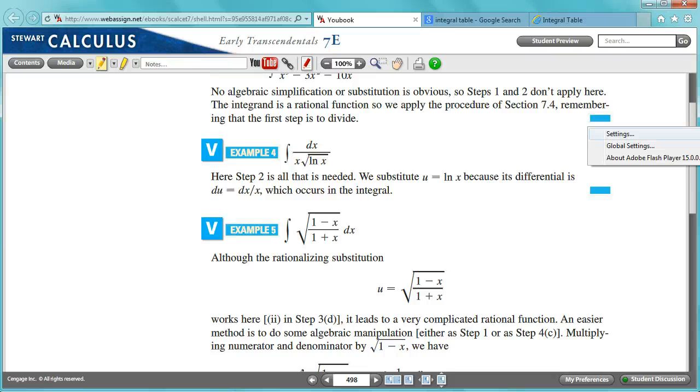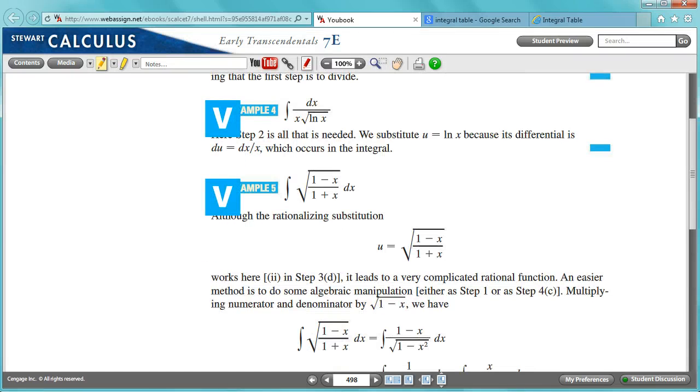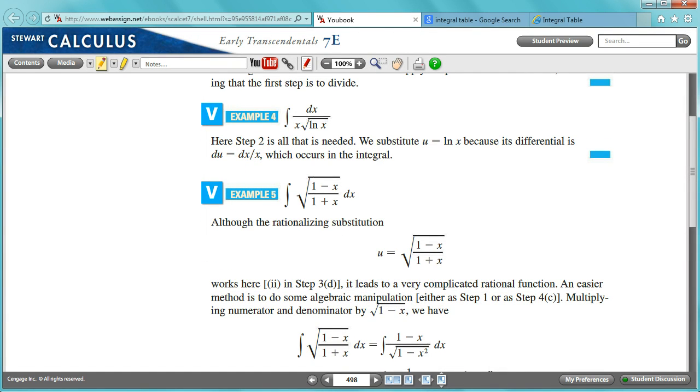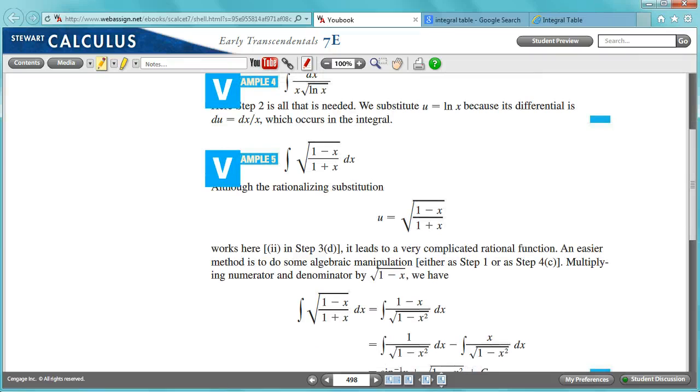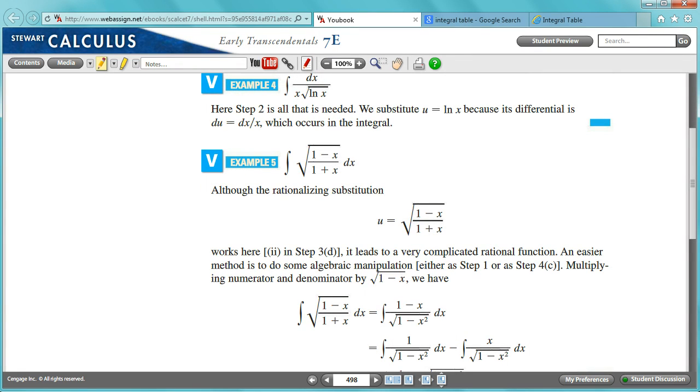So the textbook author suggested some ingenious technique like this. Multiply by square root of 1 minus x, the conjugate of the denominator, to both numerator and denominator, and the numerator becomes the square root of 1 over x squared, so we just lose the square root. The denominator becomes square root of 1 minus x squared. That looks like a trig substitution. Indeed, we decompose that integral into two.